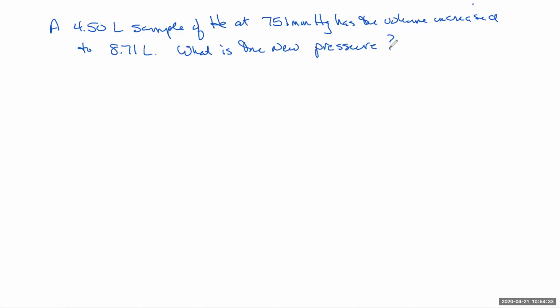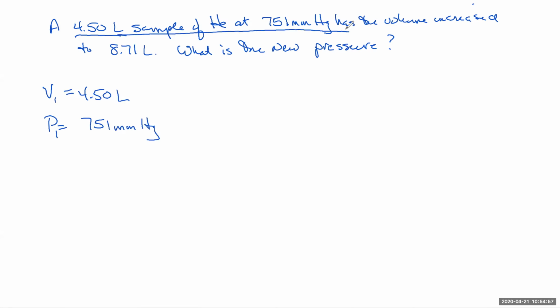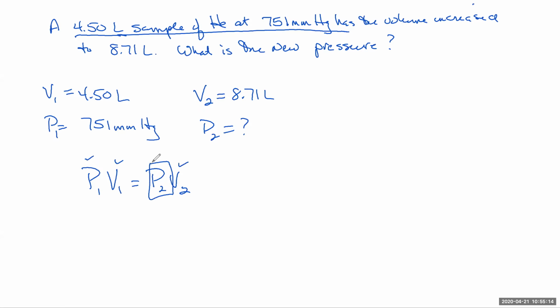So when we're starting out, you can write down everything that's given to you. We have a volume of 4.50 liters, and we have a pressure of 751 millimeters of mercury. These two exist at the same time, so I'm going to call them both 1. Those are at the same time. Saying the volume is going to increase, so my new volume is going to be 8.71 liters, and my question is, what is the new pressure? My formula, P1 V1 equals P2 V2. I know P1, I know V1, and I know V2, and I'm going to solve this for P2.